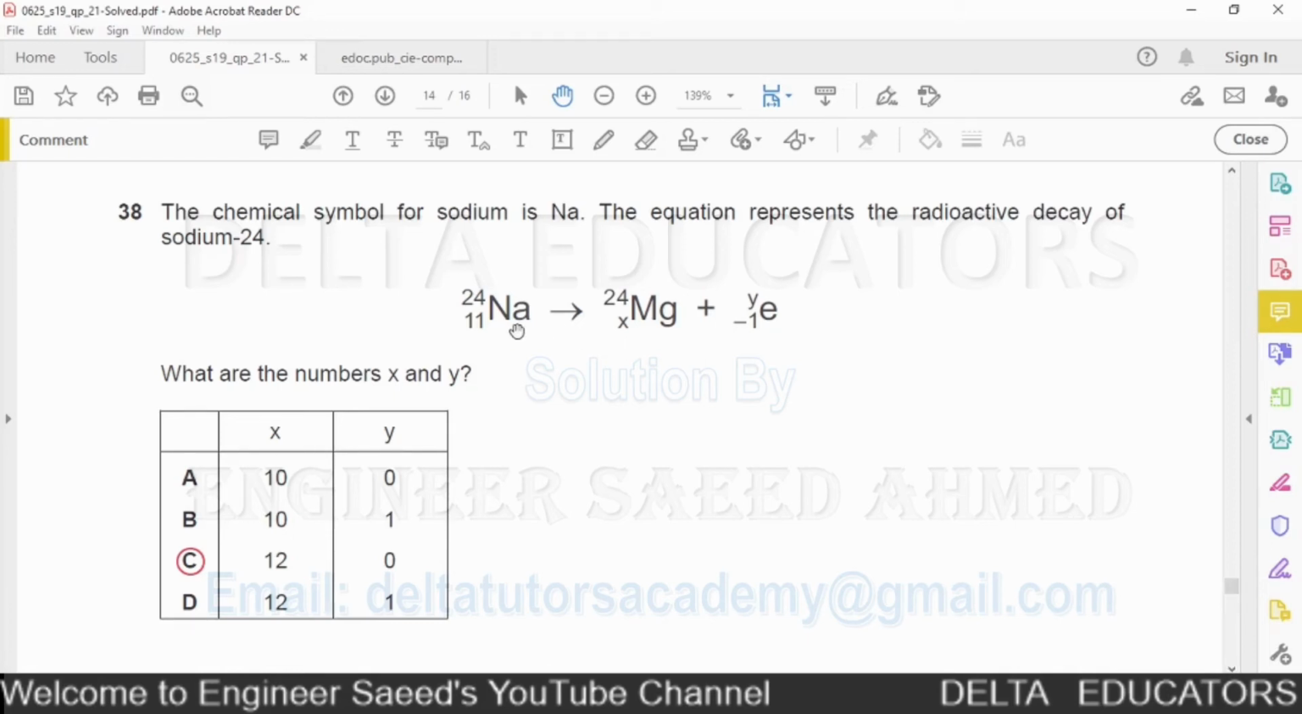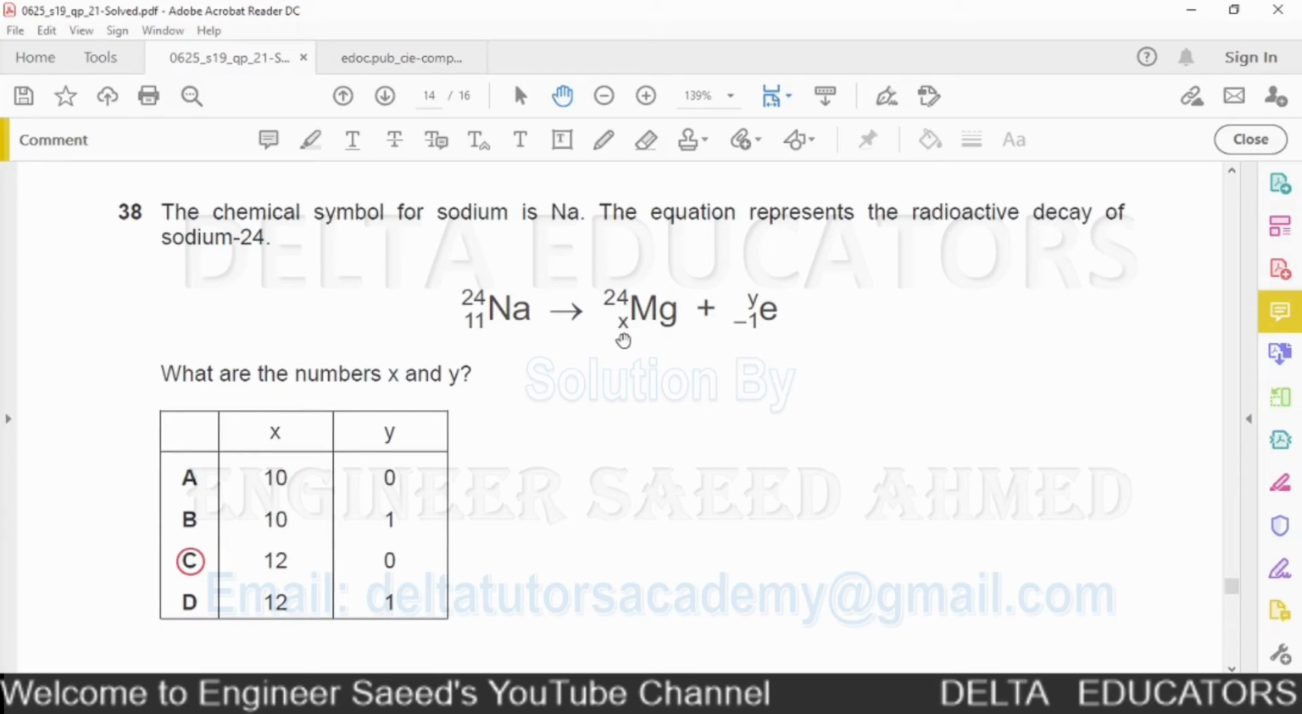Here we have sodium. It is an artificial radioactive substance. When it decays, we get magnesium and we get a particle. For this particle, we have to find out the mass. And for magnesium, we have to find out the charge number, or the atomic number. Now the total atomic number before the reaction should be equal to after the reaction. Here before the reaction the atomic number is 11. Here it is -1.